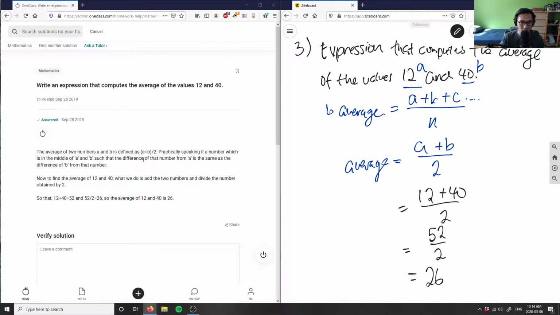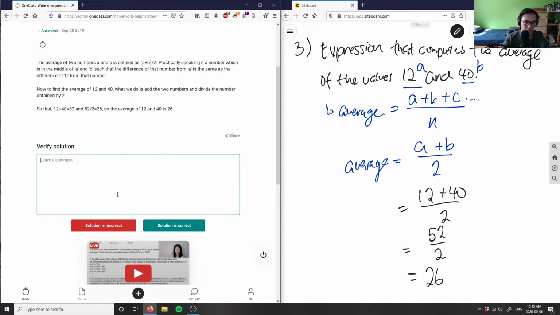As you can see, they wrote a plus b divided by 2, which is great. And then they found the average here. They add the numbers and divide by 2. So it's 52 divided by 2, which is 26 here. So the solution here is correct.